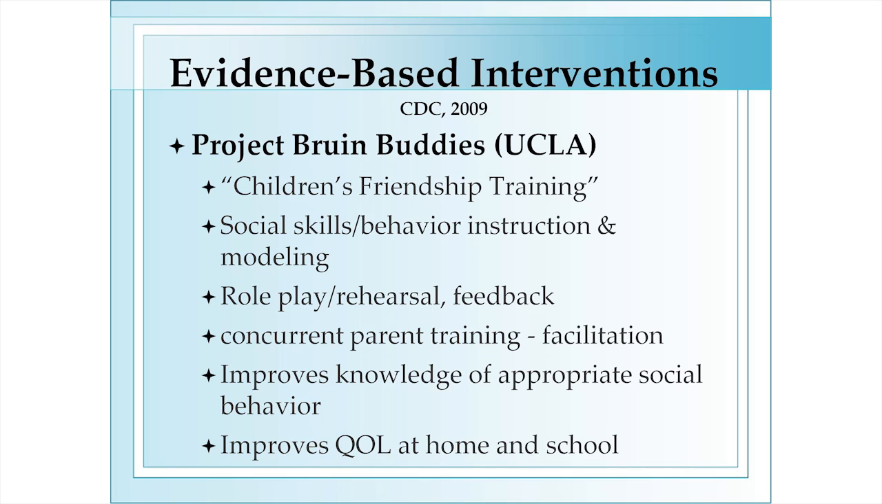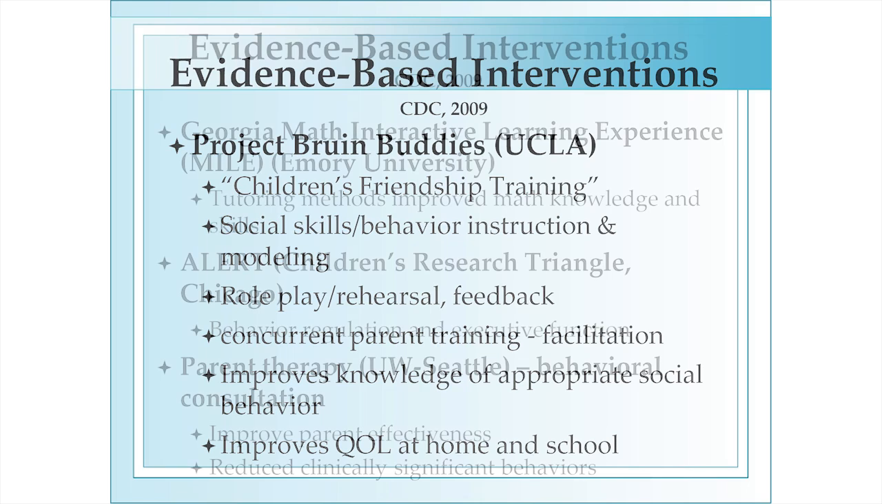A number of evidence-based interventions have been developed in recent years. One from UCLA called Project Bruin Buddies involves a technique known as children's friendship training. This involves social skills and behavioral instruction and modeling with role-playing and feedback. Parents also undergo training at the same time in order to help facilitate the information that their children are learning. It improves knowledge of appropriate social behavior and quality of life at home and at school.